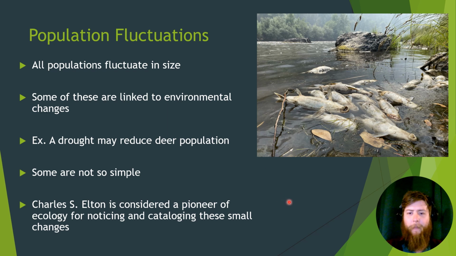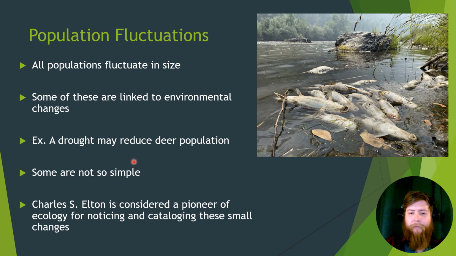With these different factors, we have population fluctuations. Some of these are linked to genetics, some are linked to environmental changes. In the case of a drought, we can get a reduced deer population, or this is what's happening here: these fish are overheating because of a drought. This water is no longer deep enough for them, so they are unable to get the oxygen they need to survive, and many of them will pass away because they are not able to survive in this kind of environment.